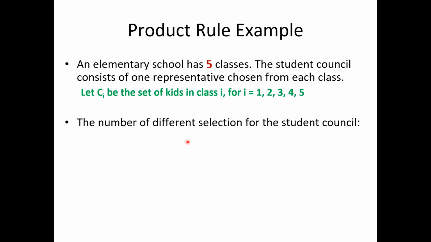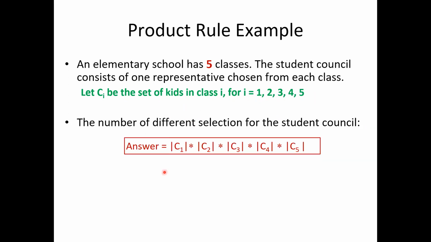Okay, say a school has 5 classes and you need to pick a student council, with one kid from every class. Let C_i be the set of kids in class i. What's the number of selections for the student council? It's the cardinality of C1 to pick the kid from grade 1, the cardinality of C2 to pick the kid from grade 2, etc. And you have to make all these choices, and they're independent. So the answer is a product rule like this.